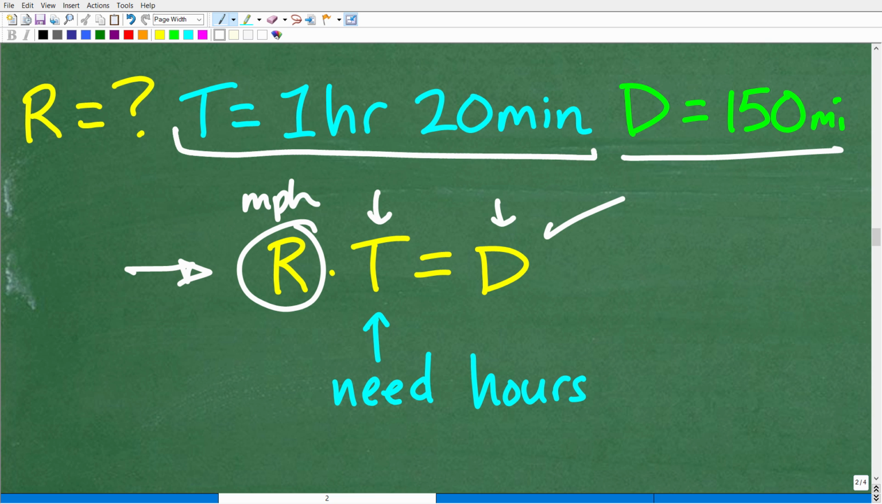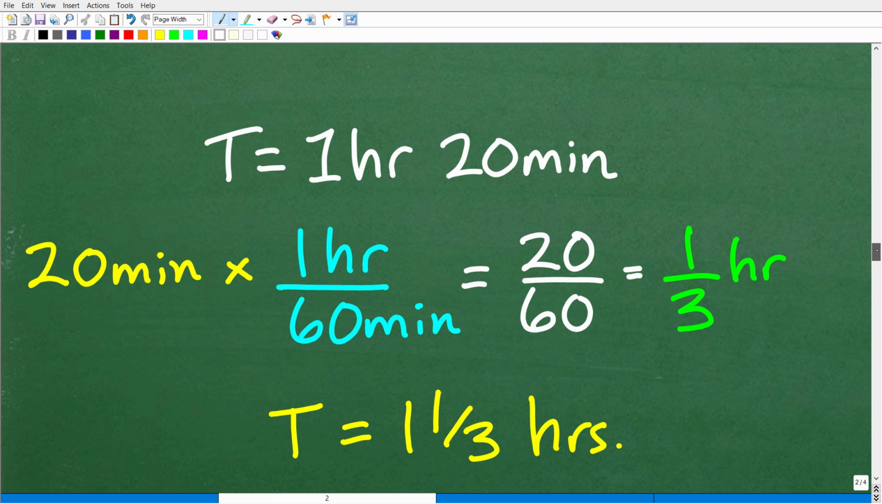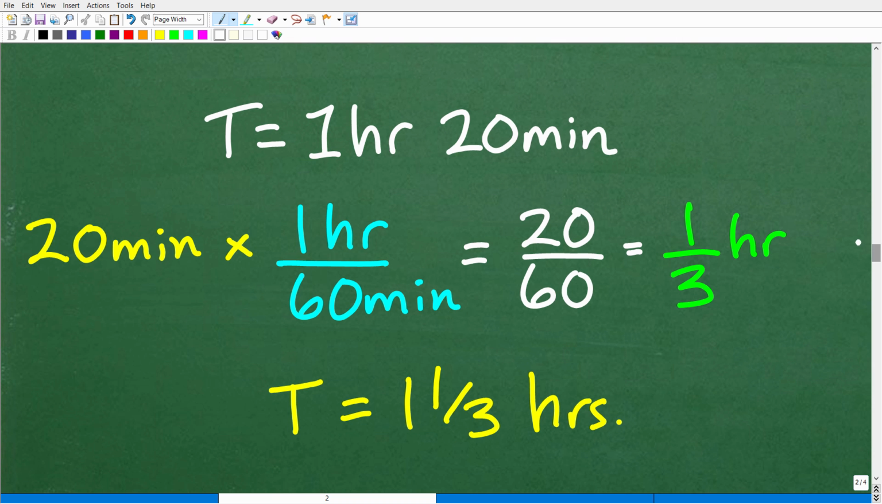So what is my given time? 1 hour and 20 minutes. So I'm going to have to convert this minute part into hours. What is 1 hour and 20 minutes as only hours? Well, all we have to do is convert that 20 minutes into an hour. Some of you can just say, "Oh, that's 1/3 of an hour," and that is fantastic. But how do we convert minutes to hours?